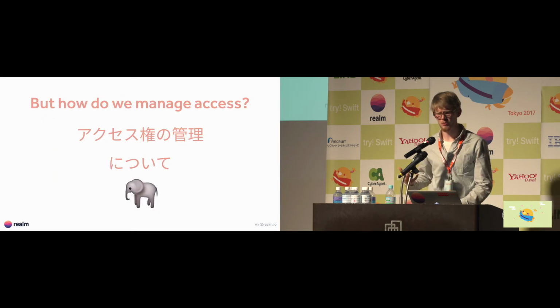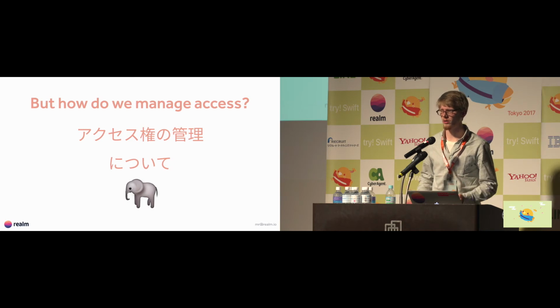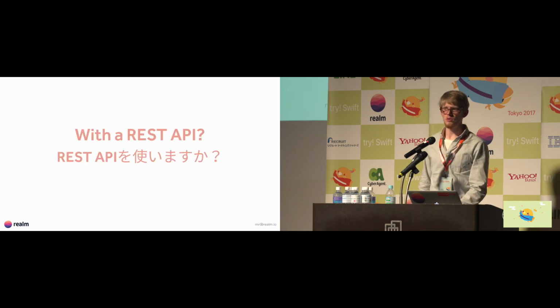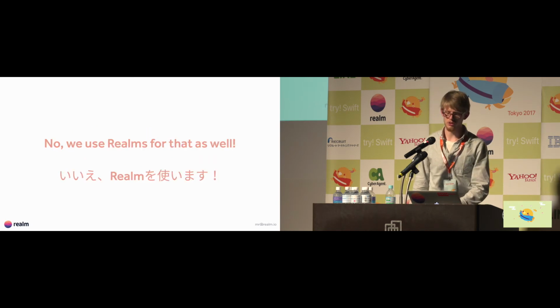But if you think a bit further, when we have multiple ROMs involved, how does that all work? There's this big elephant in the room. How do we manage access to ROMs? Maybe you would think with a REST API, but didn't I just say before that this wouldn't be necessary anymore to have to deal with JSON? No, we use ROMs for that as well. We fully commit on our own approach here. And to make this possible, we have some special ROMs I want to present to you.